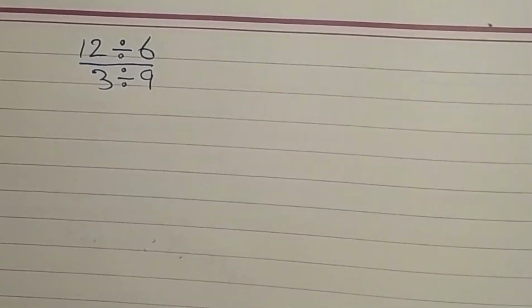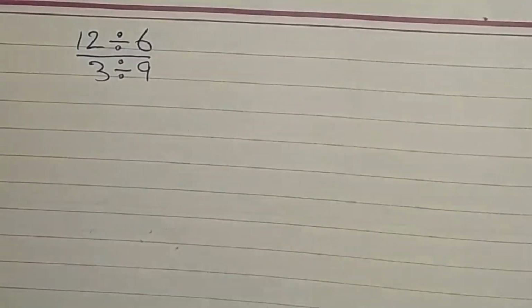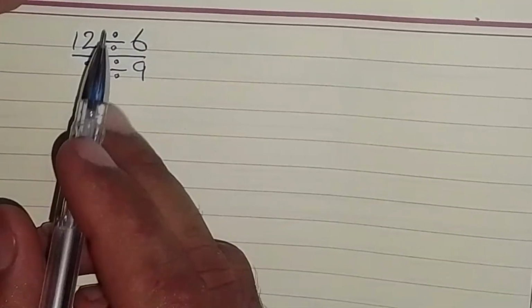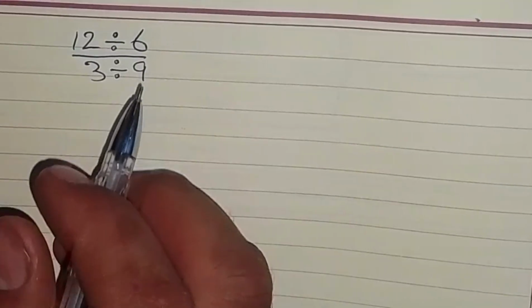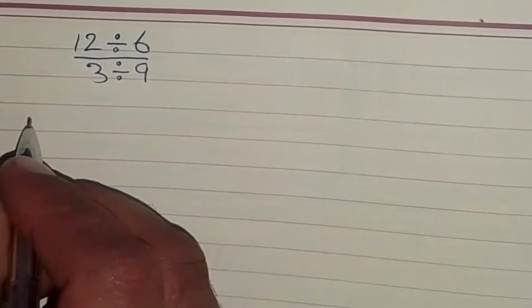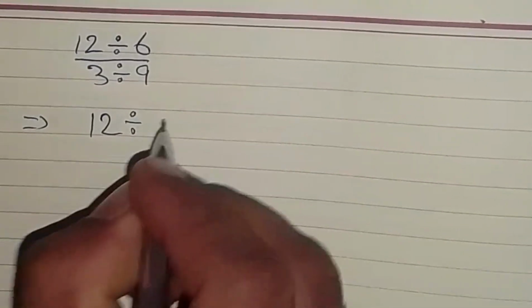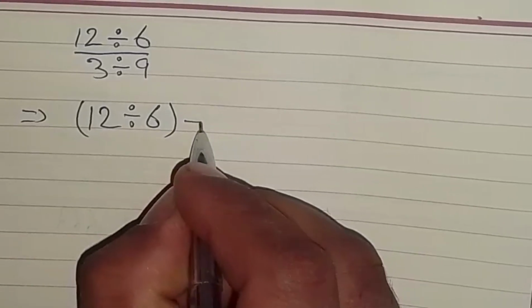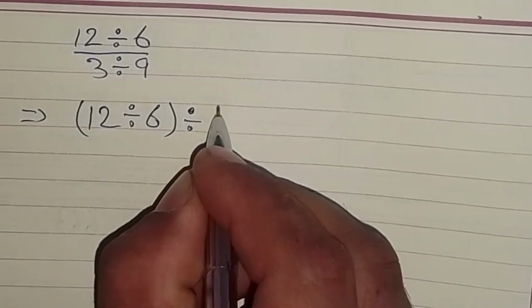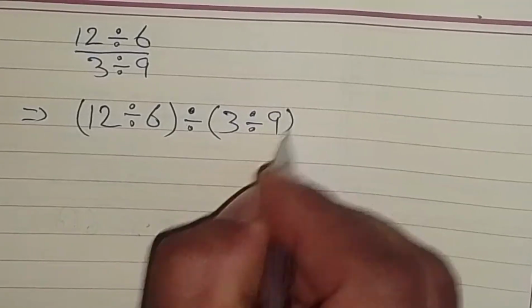Today we find the value of this fraction: 12 divided by 6 over 3 divided by 9. So we first of all solve the numerator, then solve the denominator. The numerator is 12 divided by 6, and the denominator is 3 divided by 9.